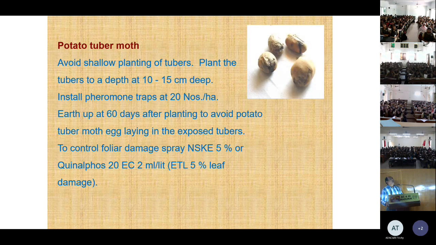Next, the potato tuber moth can also severely damage the tubers. So we have to avoid shallow planting; the planting should be at a depth of 10 to 15 centimeters. In integrated practices, install pheromone traps and do earthing up 60 days after planting to avoid the potato tuber moth laying eggs in exposed tubers, as well as foliar spraying of neem seed kernel extract 5% or quinalphos at the rate of 2 ml per liter, which effectively checks the potato tuber moth.